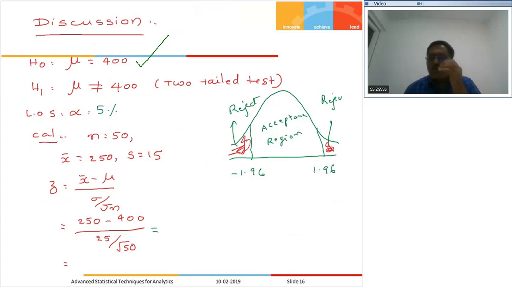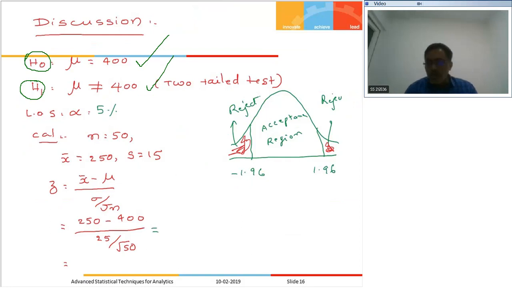If it is wrong, then what is the conclusion? Suppose finally we concluded that mu equal to 400 is wrong. That means mu is not equal to 400. Right? So this is called the null hypothesis, and this is called the alternative hypothesis.